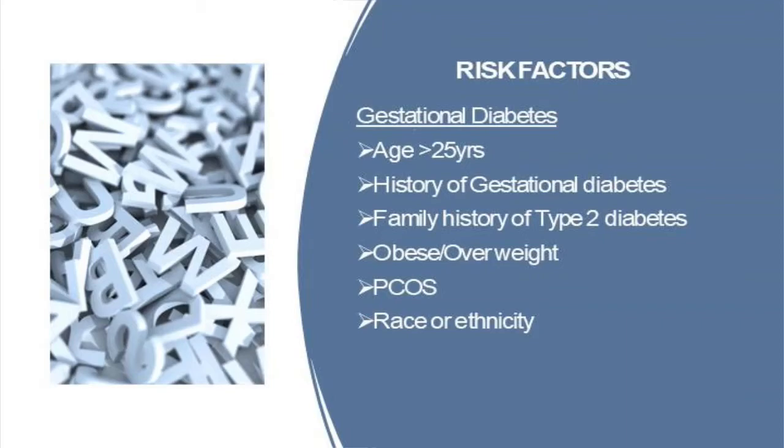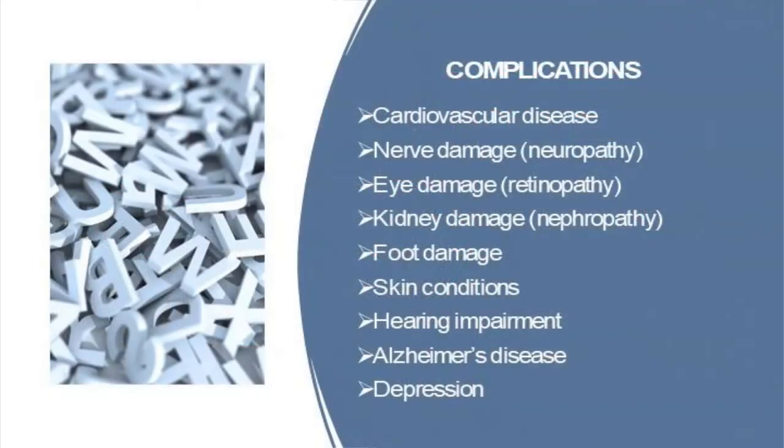Now, the complications. There are a lot of complications of diabetes, a whole lot. I'm just going to be talking about very few of them. So, cardiovascular disease. Diabetes increases the risk of getting cardiovascular disease. Once a person has type 2 or type 1 diabetes, there's a risk of the person developing heart conditions like stroke, heart attack, atherosclerosis, that's the narrowing of the blood vessels. They're at risk of having those.